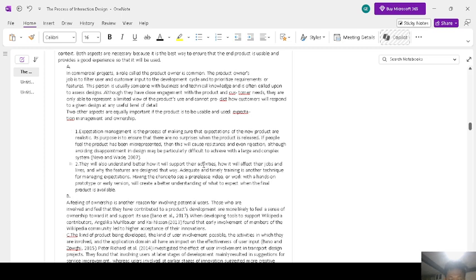Expectation management is the process of making sure that expectations of the new product are realistic. Its purpose is to ensure that there are no surprises when the product is released. If people feel the product has been misrepresented, then this will cause resistance and even rejection. Avoiding disappointment may be particularly difficult to achieve with a large and complex system.